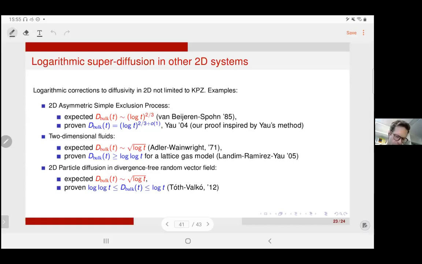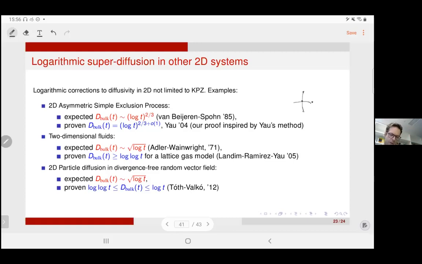I just wanted to make a remark, trying to connect with some other logarithmic super-diffusivity phenomena in 2D systems. There are other 2D systems which are known or conjectured to be super-diffusive. The first one is the two-dimensional asymmetric simple exclusion process. You take particles jumping on a lattice with an exclusion rule and with a drift. In that case, you can again introduce the so-called bulk diffusivity coefficient, which is introduced very similarly to what I did here: you look at fluctuations, correlations of particle occupations. In that case, it was conjectured by Van Beijeren and Spohn that this coefficient diverges as log to the power 2/3. And that was proven by Yau around 15 years ago. And actually our method of proof takes a lot of inspiration from Yau's method.